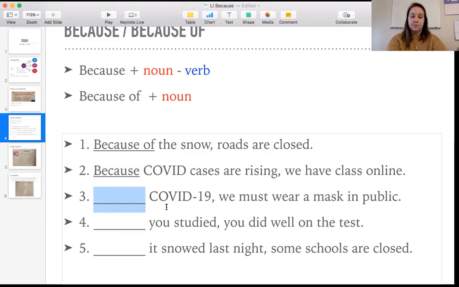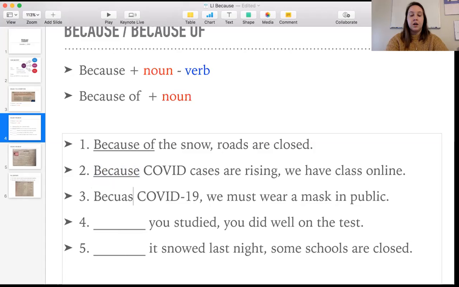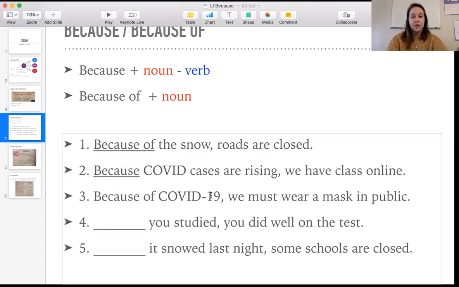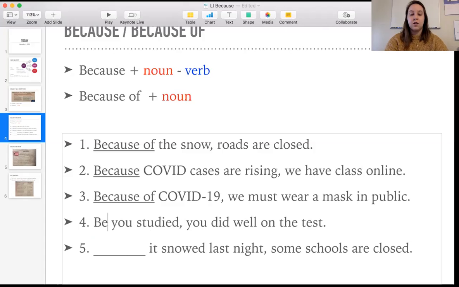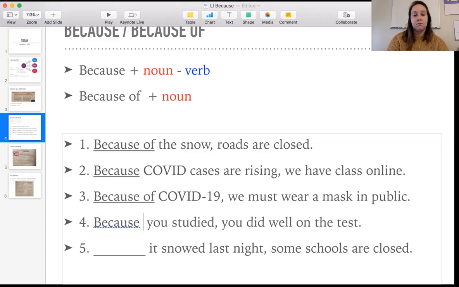Number 3, because of COVID-19, we must wear a mask in public. So we only have a noun, so we have to use because of. Number 4, because you studied, so we have our noun and our verb. You did well on the test. Because you studied, you did well on the test.